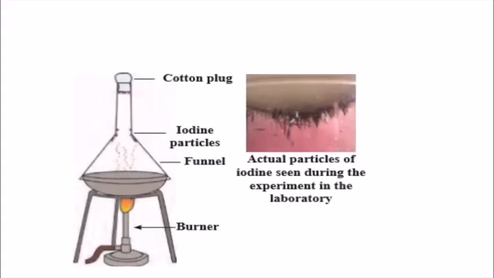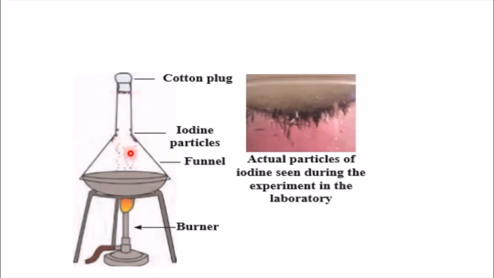Now children, here we have taken a few iodine crystals and we are heating those iodine particles. When we heat those iodine particles, we find that the iodine crystals get converted into gaseous state directly. And after cooling down, they form crystals again. That is, when you switch off the burner, these gaseous particles are converted back into iodine particles.